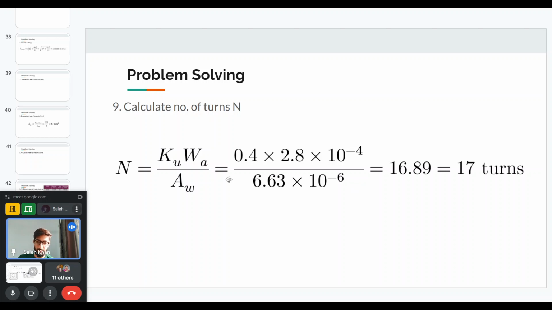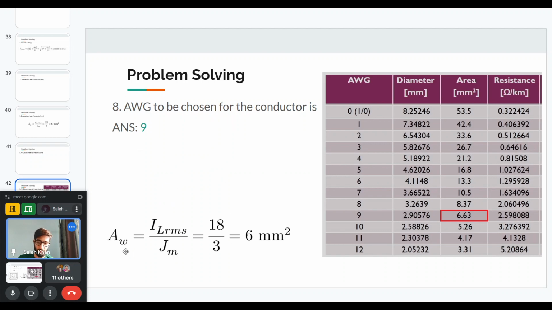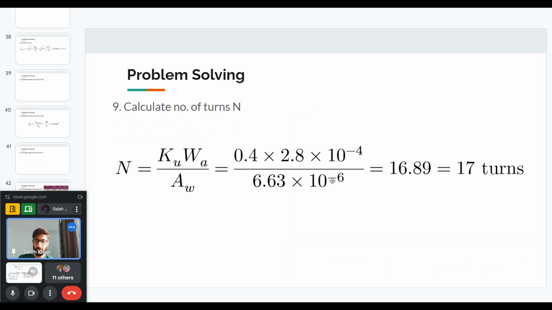But here you have to be careful that the AW that you use is based on the AWG. So the AW that we required was 6 mm², but once we selected the AWG, AW is now 6.63. So you don't have to use 6 mm², but you have to use 6.63 mm². So to calculate the number of turns, you use 6.63, and WA is for the core that we selected. The E-75 that we selected, that is 2.8 centimeter square is the window area of that core.